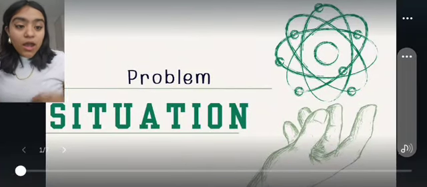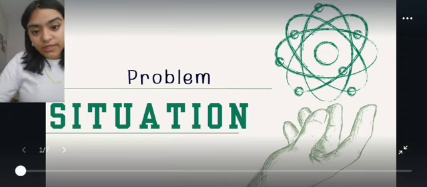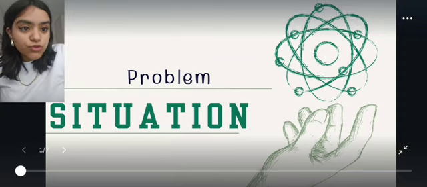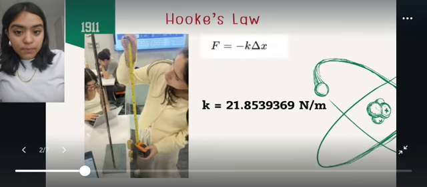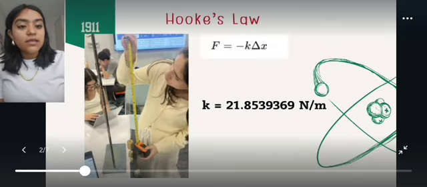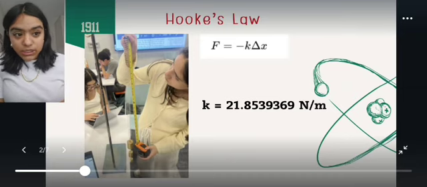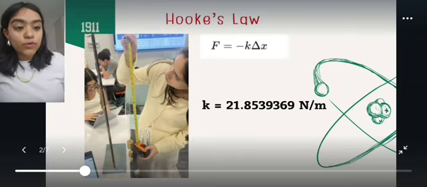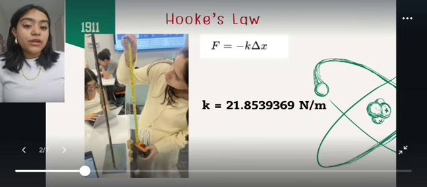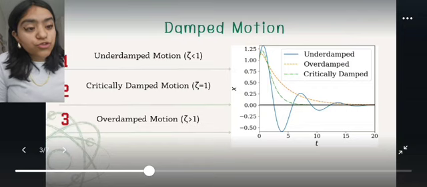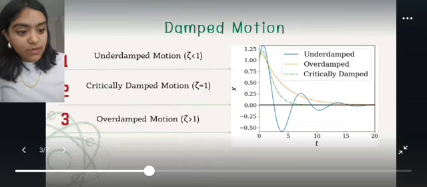First, I have to say that we are studying damped motion. To do so, first we did an experiment with a spring. We put a known mass and then we measured the elongation of the spring, and with Hooke's law we calculated the constant of the spring. After that, since we wanted to know damped motion, we saw the three different types of damped motion.